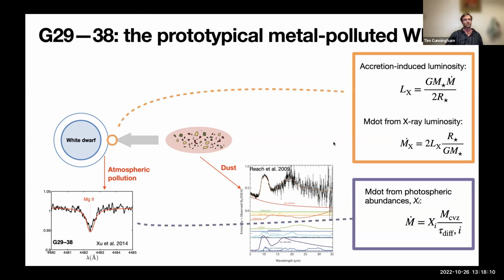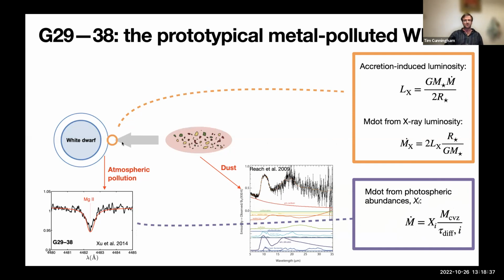So the reason that we get an independent constraint on our atmospheric models is this. In the traditional sense, when we infer an accretion rate from spectroscopy, we couple an observed metal abundance with a convection zone mass and a diffusion timescale. But these two quantities here are both model dependent. So these require atmospheric models of your white dwarf.